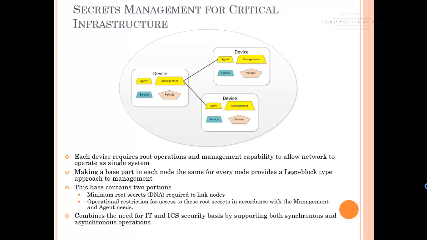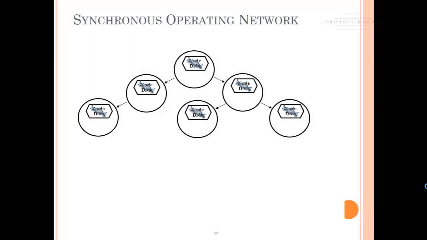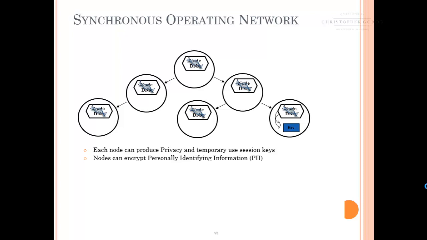This secrets management framework combines the security basis for both the IT and industrial control systems, supporting both synchronous and asynchronous operations. For the synchronous needs and operations of synchronous networks, each node can produce temporary or session keys. The nodes can then use this single session key for sessions up to the enterprise trusted key management, or to encrypt personally identifying information or data reads from that particular node and send them up to the enterprise systems and the enterprise networks through the security management gateway.